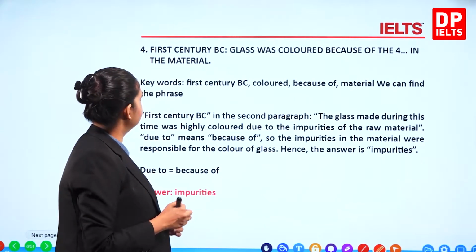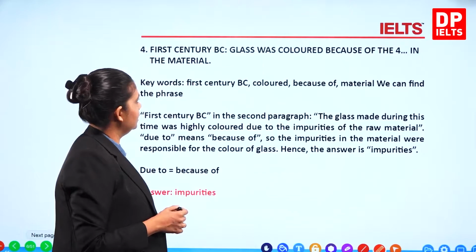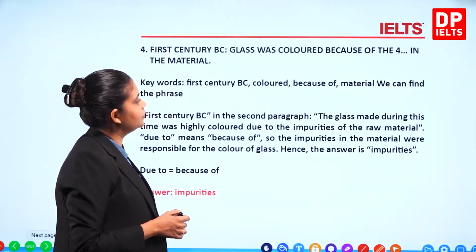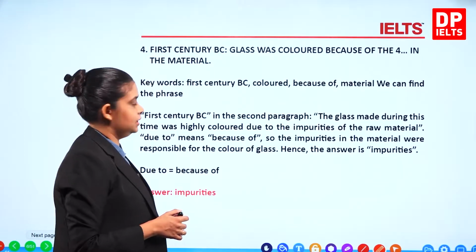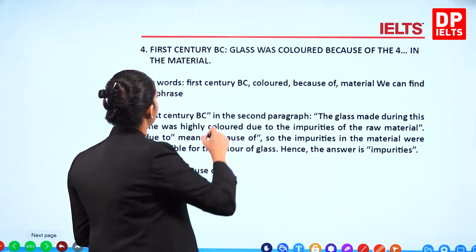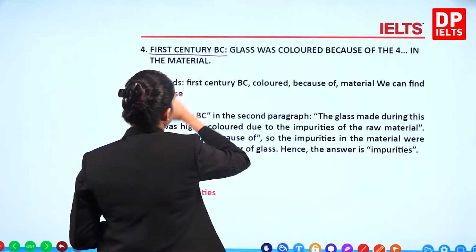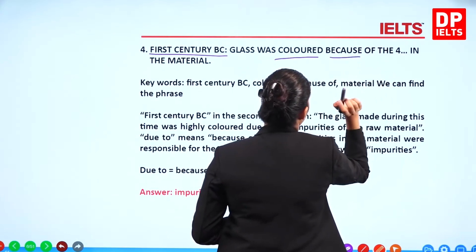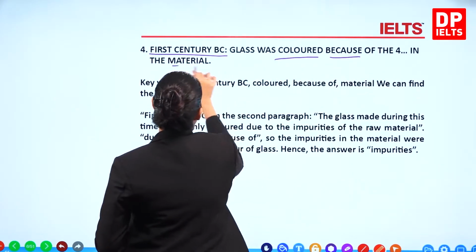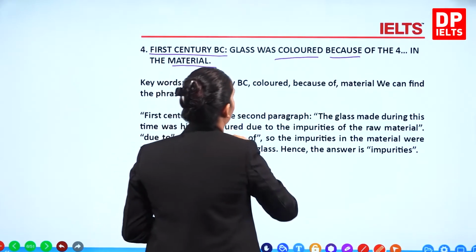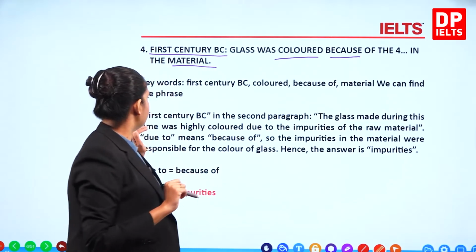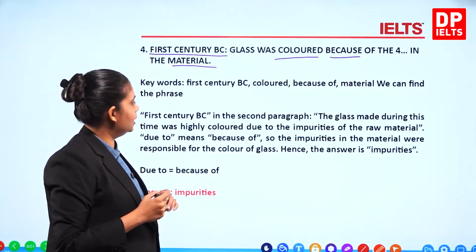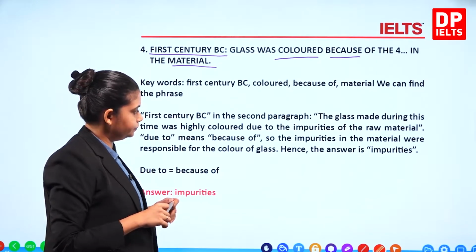Question number 4. 1st century BC, glass was colored because of the blank in the material. Okay, so what are our keywords? 1st century BC, glass was colored because why? Material. Okay, so 1st century BC is there in the second para.